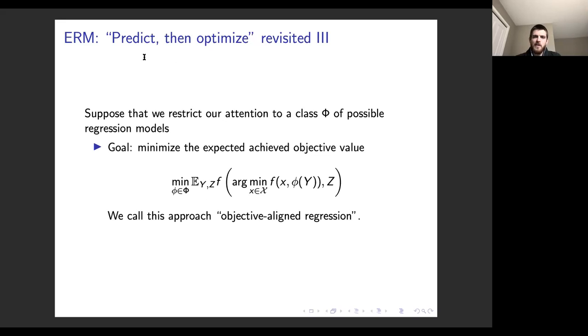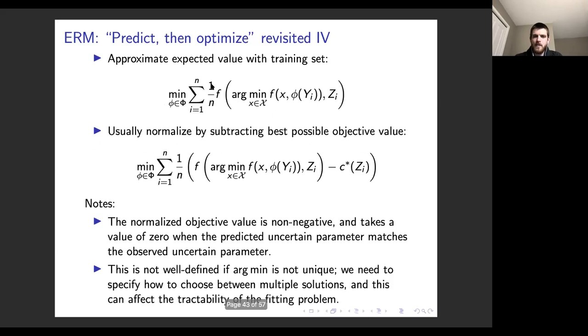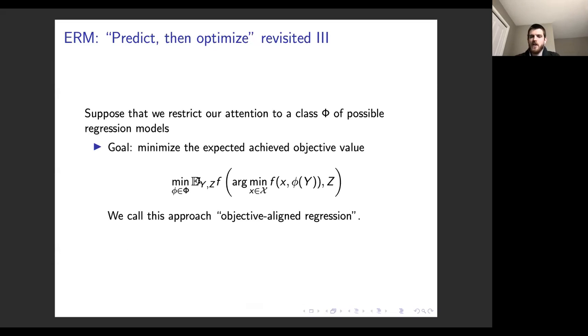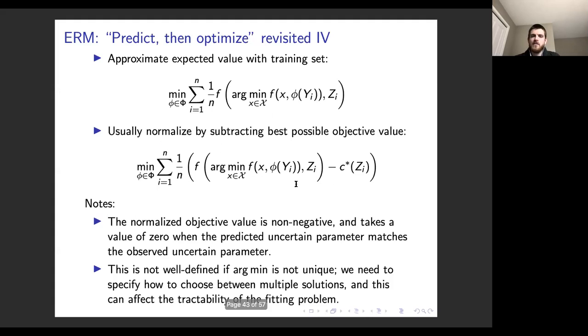So I'm going to now change the name to objective aligned regression just to avoid confusion with the naive predict and optimize approach. So objective aligned regression is going to refer to this improved predict and optimize. And again, what we're going to do is replace this expected value by taking a sample average. So this expression here is then our average over the training set. We've just plugged in the side information and the uncertain parameter.